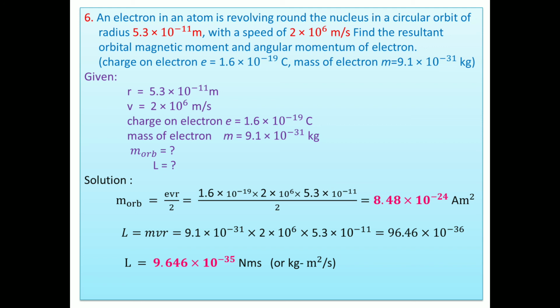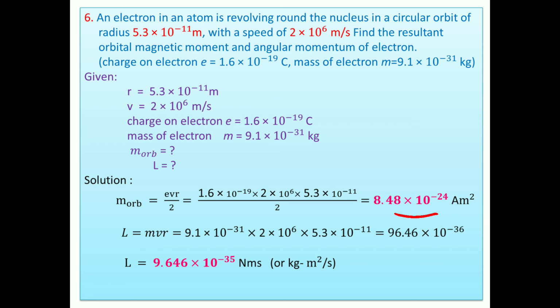Radius of the orbit is given 5.3 into 10 raised to minus 11. Velocity of the electron is given 2 into 10 raised to 6 meter per second. Charge is given 1.6 into 10 raised to minus 19 coulomb. Mass of the electron is 9.1 into 10 raised to minus 31 kilogram. M orbital and L are to be calculated. M orbital equals half e v r, and substituting values, 1.6 into 10 raised to minus 19 into 2 into 10 raised to 6 into 5.3 into 10 raised to minus 11 upon 2. After calculations, we get 8.48 into 10 raised to minus 24 ampere meter square.